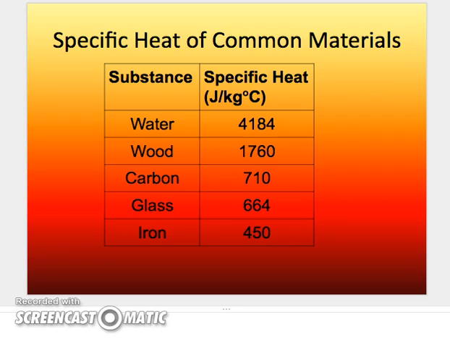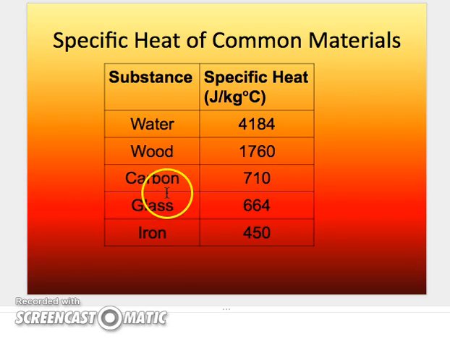Okay, we see here that the specific heat is measured in joules per kilogram degrees Celsius because it's the amount of heat in joules, because heat is energy, that causes 1 kilogram of a substance to increase by 1 degree Celsius. Okay, so the specific heat of water is a very, very large amount. It's 4,184. Wood has a relatively large specific heat as well. It's 1,760.